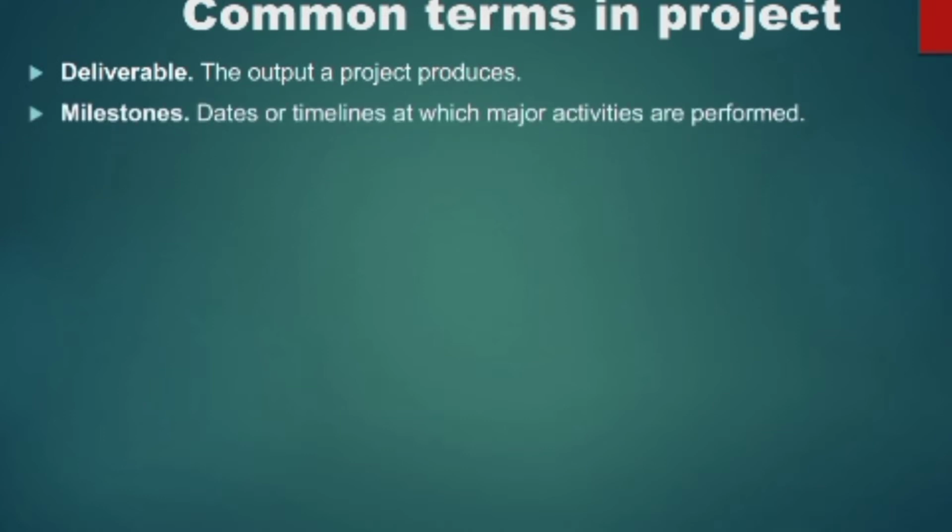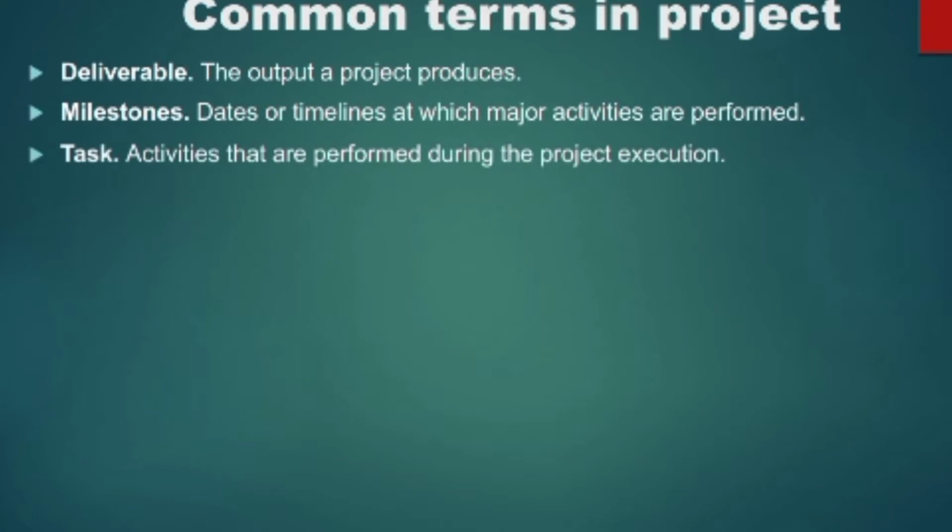The second term that we want to talk about is the milestones. The milestones are the dates, the timelines at which major project activities are being performed. So the major activities of the projects, at what time, at what date are they performed? That is the milestone. So when you are in projects and you are being asked what are the milestones in these activities, then it means the dates and time, the timelines that the major activities in the project were performed. Also, we have what we call task. So the activities that are performed during the project execution. So when you are performing the actual project itself, those activities that you perform are the task.